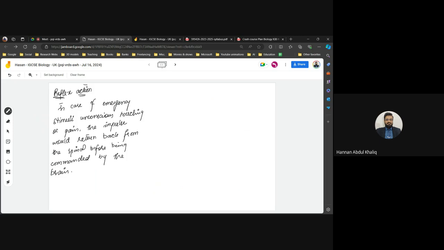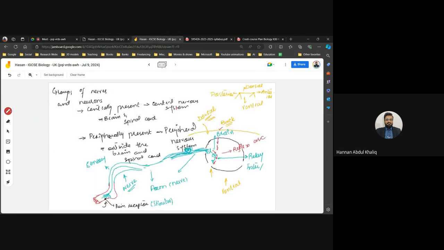You may have felt that sometimes we feel the pain later, but we respond earlier. That happens when the stimulus is returned before telling the brain. The spinal cord is returning the impulse towards the motor nerve, and many motor neurons would move there. Now, these are the axons of the motor nerve.